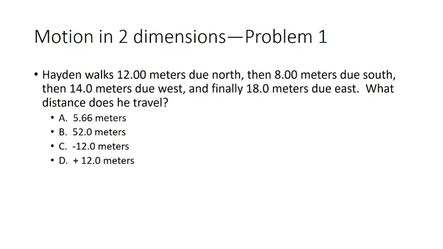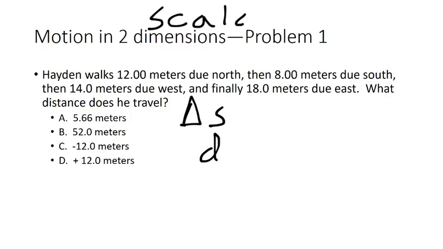It says Hayden walks 12 meters due north, then 8 meters due south, then 14 meters due west, and finally 18 meters due east. What distance does he travel? So remember that we might notate distance as a delta S. You might just see it notated as D. But the important thing to remember about distance is that distance is a scalar quantity. The magnitude of the distance matters. The direction does not. So if we want to calculate the distance traveled, we simply need to add up all the distances in each segment of this trip.